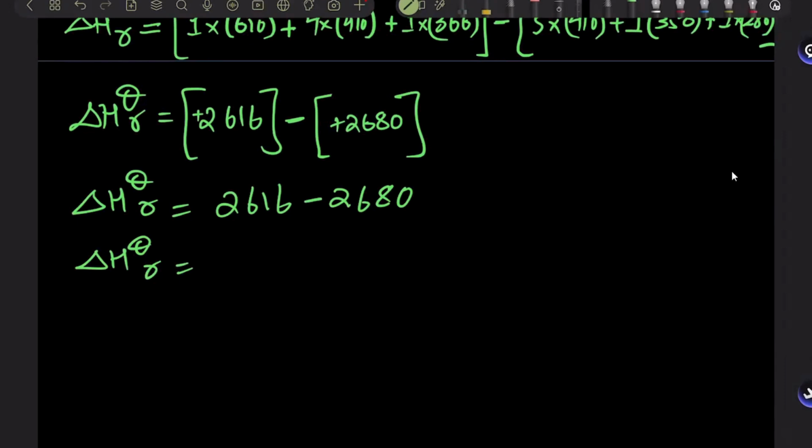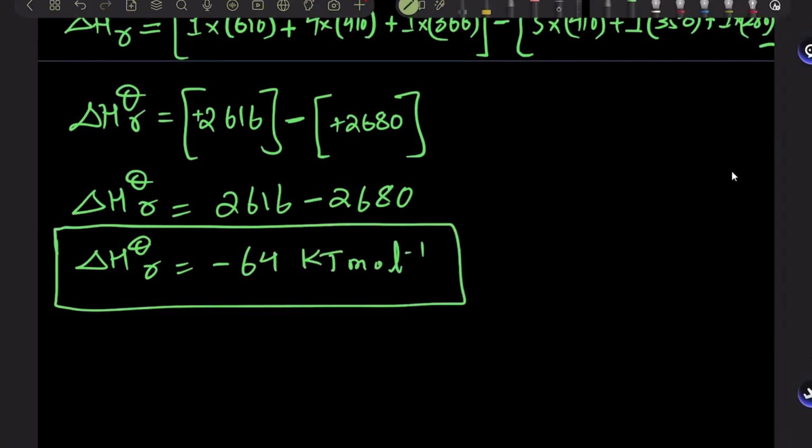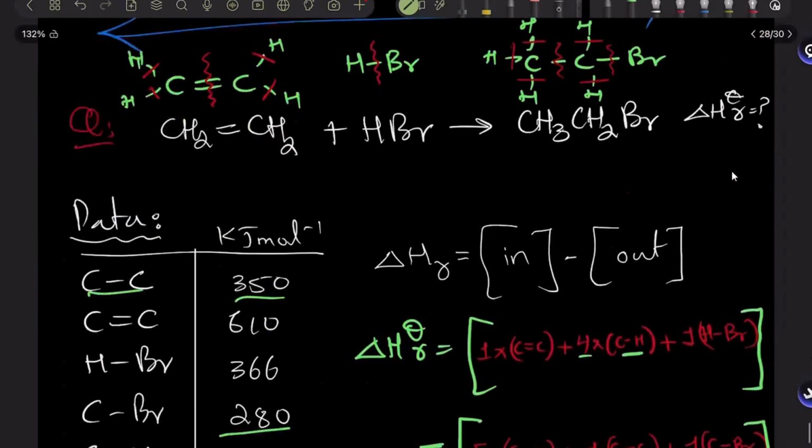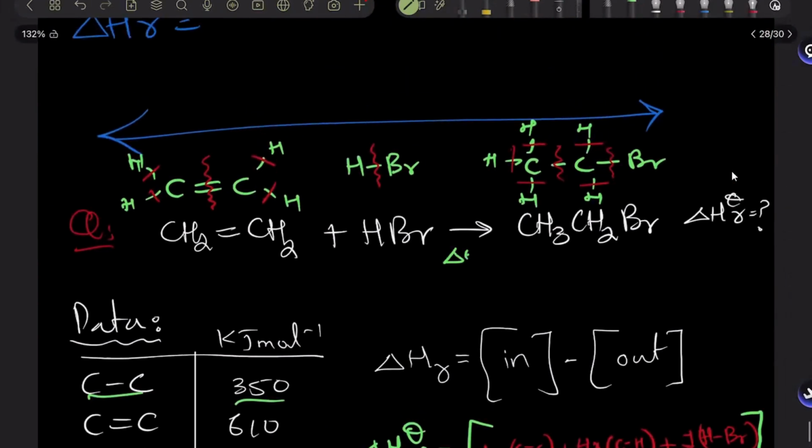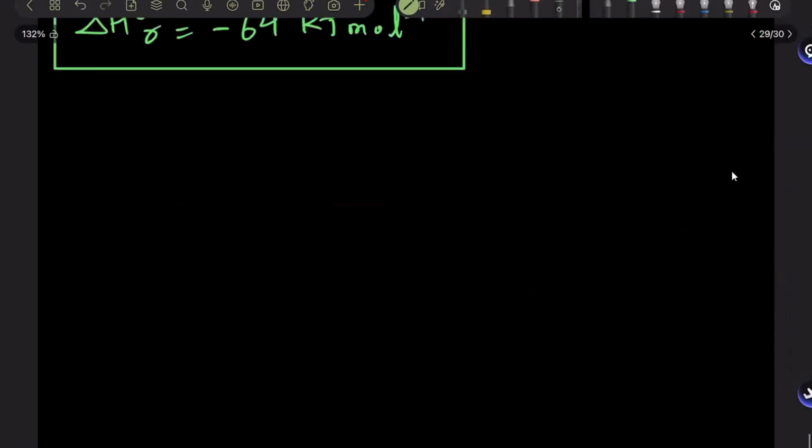Negative 64, and the unit would be kilojoules per mole. Now, what have we calculated? We have calculated the enthalpy change for the reaction. So for this reaction, the enthalpy change or the overall energy change is negative 64. Clear? So this was what we had to do in bond energy questions.